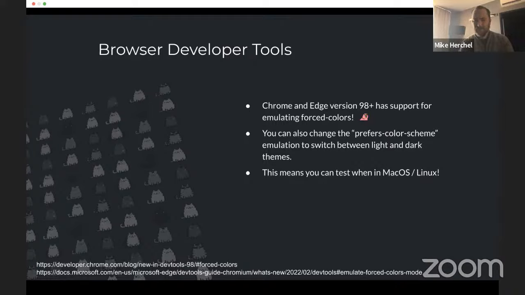And when you're testing that, by default, you're going to see kind of dark text on a white background. But there's a little drop down for the color scheme, and you can flip that to light text on a dark background, and it'll switch themes. So that's pretty cool. You can test forced colors on Mac and Linux.